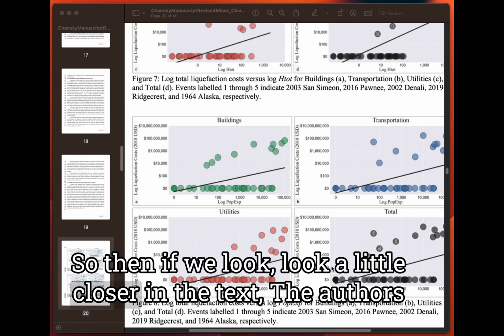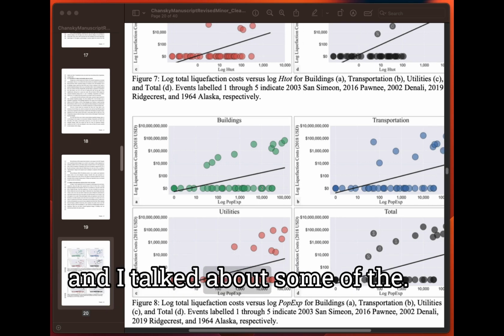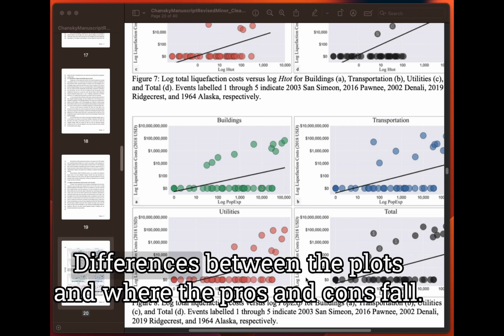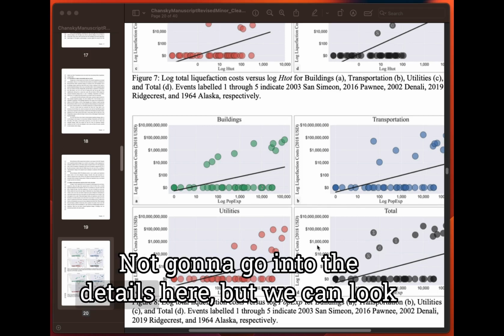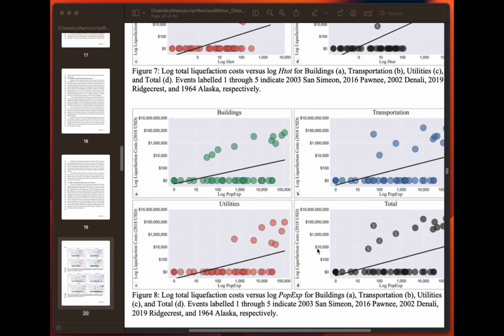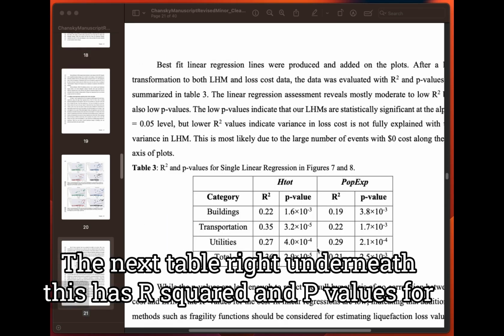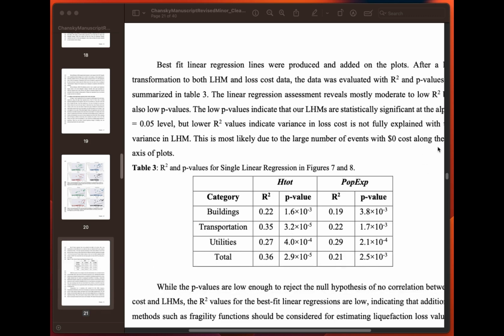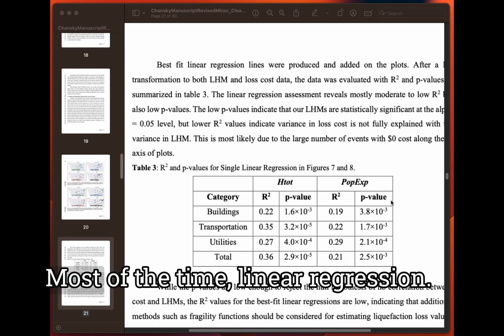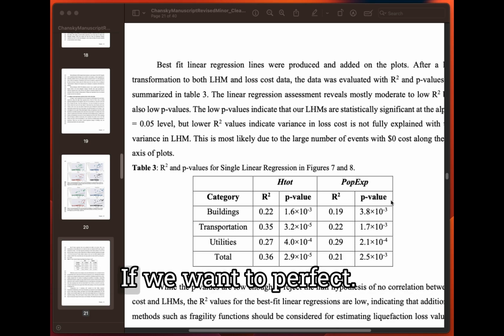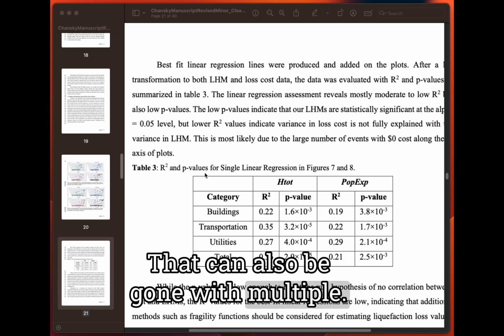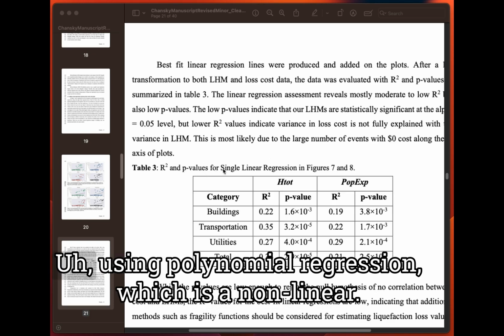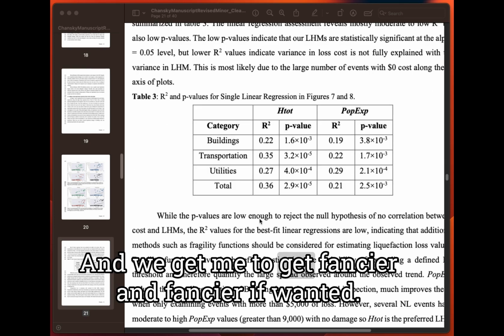So then if we look a little closer in the text, the authors and I talked about some of the differences between the plots and where the pros and cons fall. I'm not going to go into the details here, but we can look into those further later on. The next table right underneath this has R squared and p-values for those single linear regression lines. Of course, most of the time linear regression, if we want to perfect that, can also be done with multiple variables. It can be done using polynomial regression, which is nonlinear, and we can make it fancier and fancier if wanted.